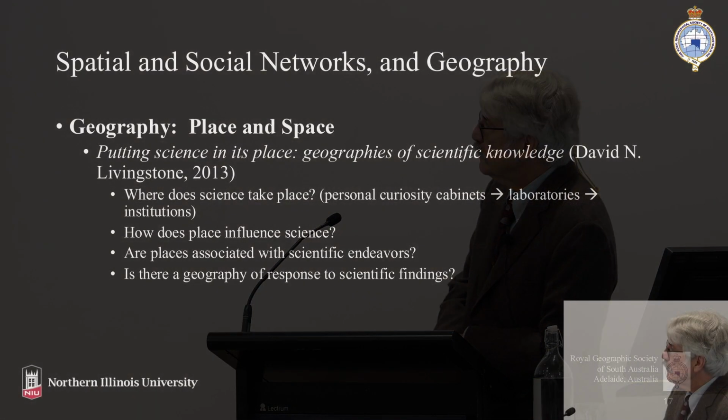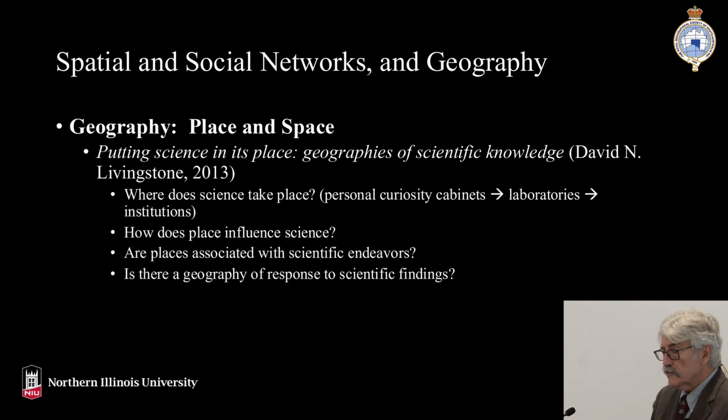And then we have geography, place, and space. Putting science in its place: geographies of scientific knowledge. David Livingstone writes a lot about this kind of thing. Very interesting stuff. So where does science take place? Throughout time, there were curiosity cabinets. Wealthy people would build these buildings and structures to house whatever they collected. It didn't have to be plants; it could be animals, fossils, seashells, minerals.